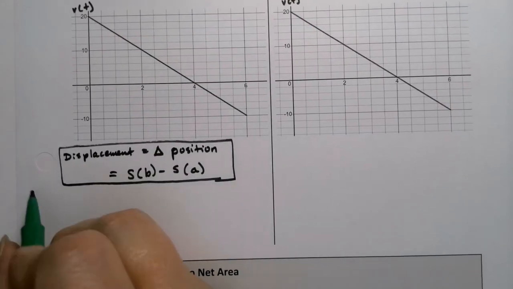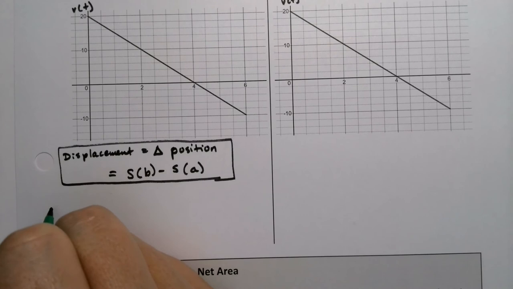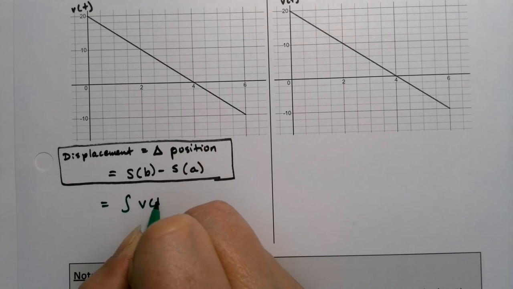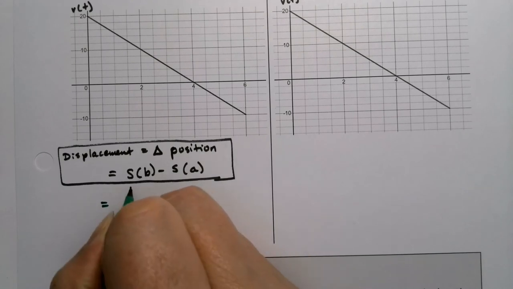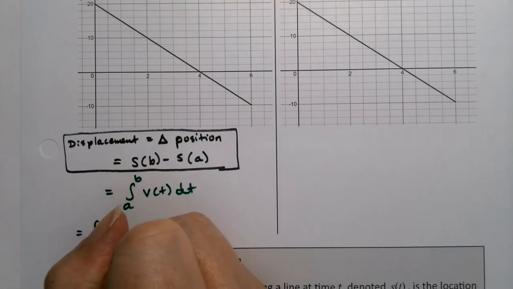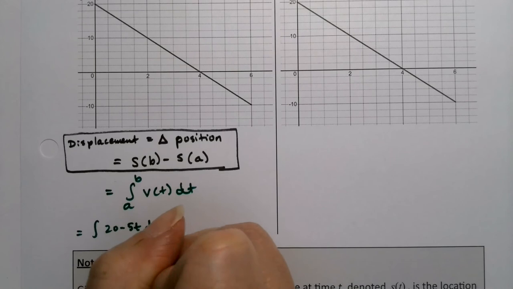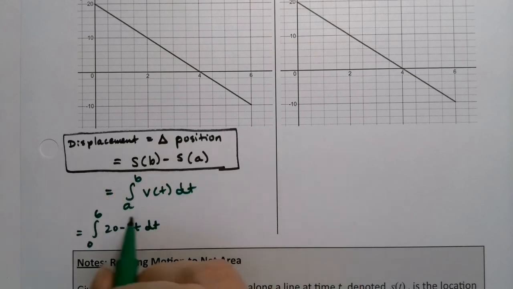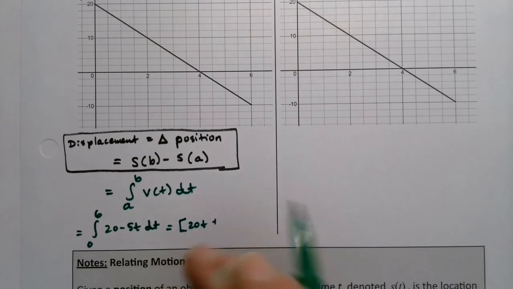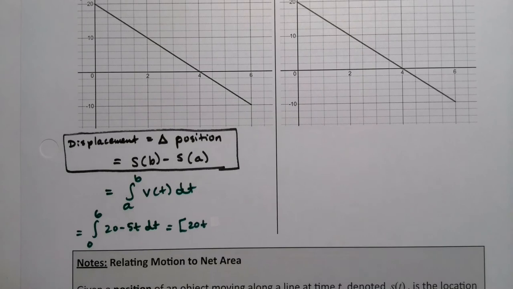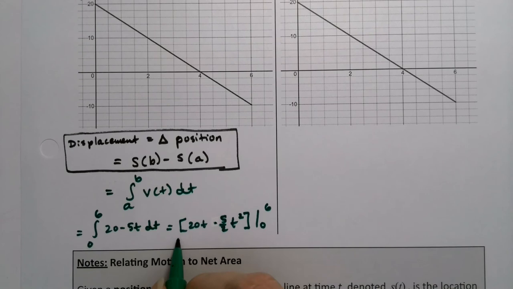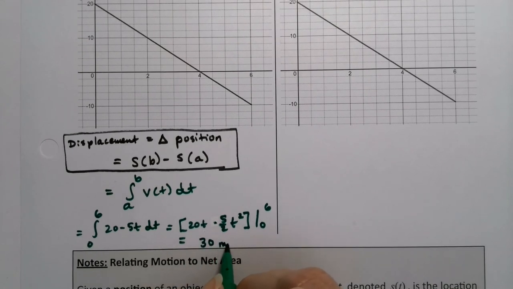So if I want to find that displacement, I need to find the integral of velocity from A to B, which in my case would be the integral of 20 minus 5t from 0 to 6, which would be 20t minus 5 halves t squared from 0 to 6, which is 30, in case you want to see it.